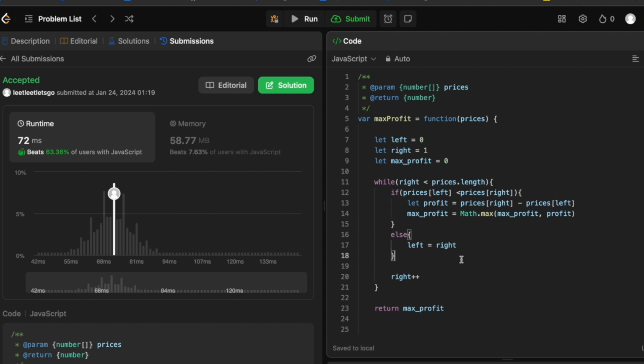Now the space complexity of this is going to be O of 1, because the only space we've created are these variables right here. We do have the prices array, but that is given to us, so that doesn't count. So the space complexity is O of 1.